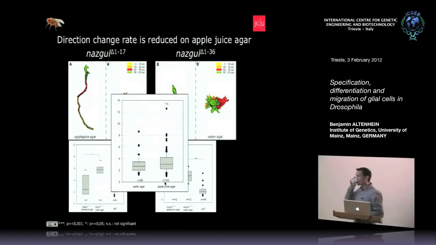Did you check the pH for apple juice? Not yet, but this is something we're going to do. Just taking water agar and adjusting the pH according to the apple juice plate. Exactly. Good point. We're doing that.